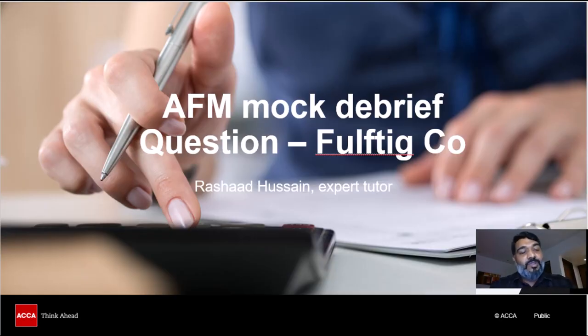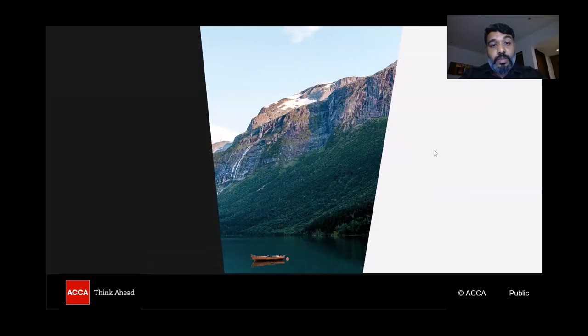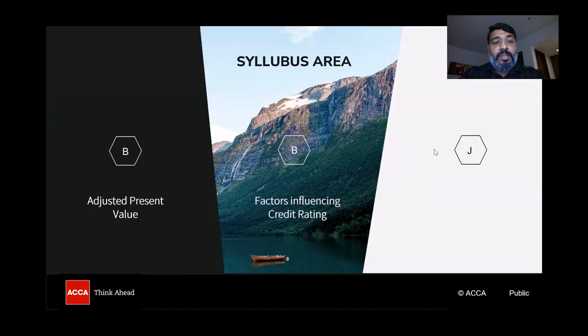This question is on an exciting topic. Which one is it? It's none other than APV, adjusted present value, and it also covers factors influencing credit rating, along with 5 professional marks. Now, I know it might sound a bit challenging, but trust me, it's going to be worth it.